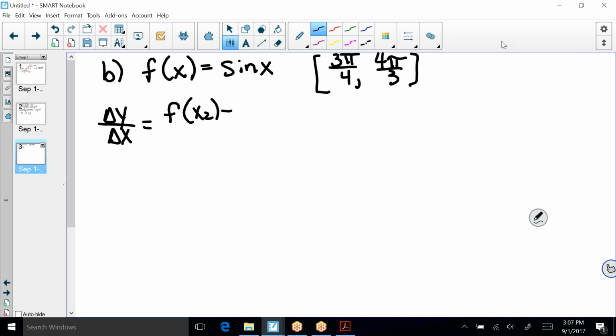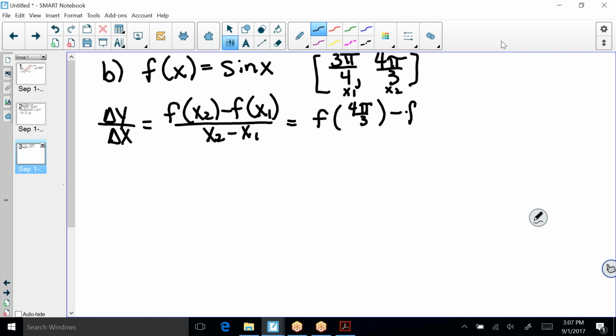So f of x sub 2 minus f of x sub 1 divided by x sub 2 minus x sub 1. All right, so let's plug our x sub 2 and our x sub 1 in. So just like before, let's call one of these values x sub 1 and let's call the other one x sub 2. So we're finding f of 4 pi over 3 minus f of 3 pi over 4. And then we're going to divide that by x sub 2, which is 4 pi over 3, minus x sub 1, which is 3 pi over 4.